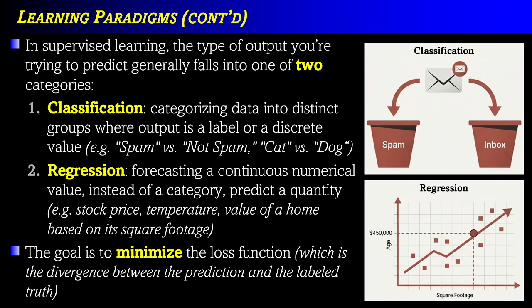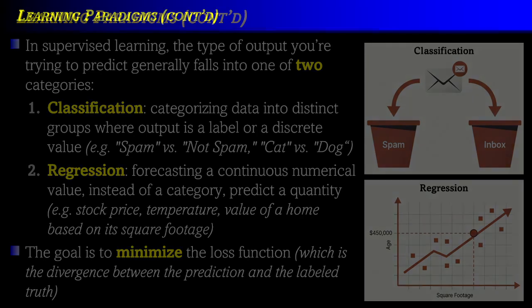The other type of model that we're looking at here is a regression model. This is forecasting a continuous numerical value, basically like a percentage. Instead of a category, it will predict a quantity, for example, a stock price or a temperature or the value of a home, or like I said, a percentage. It's trying to predict a numerical value as accurately as possible. And again, the goal is to minimize the amount of error taking place, or the loss function. The divergence between what we predicted in the model and what the labeled truth of the data is. So did it predict the cat correctly and it's labeled cat? Did it predict the stock price correctly compared to what the stock price actually is?